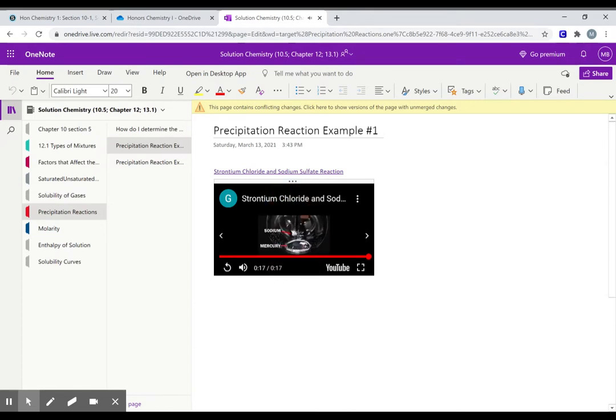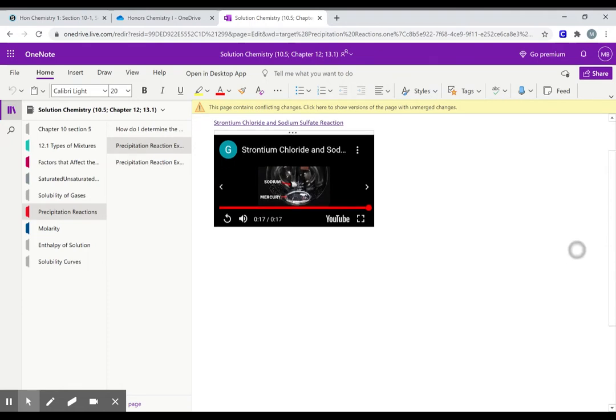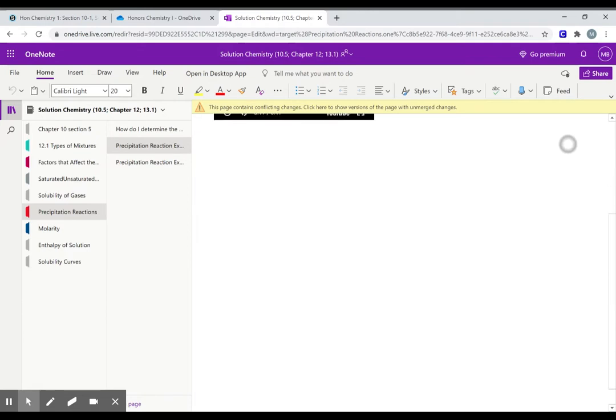All right, so we can see in the video that we produced a white solid. It turned a cloudy white color, so we've made a white precipitate. And we know that the way we can determine the precipitate is to use solubility rules. So we'll get to that here in just a second.